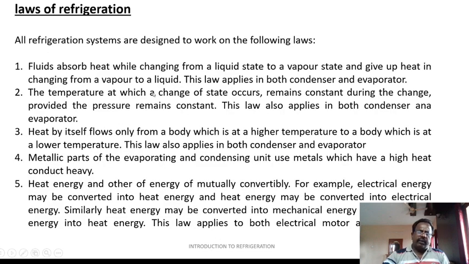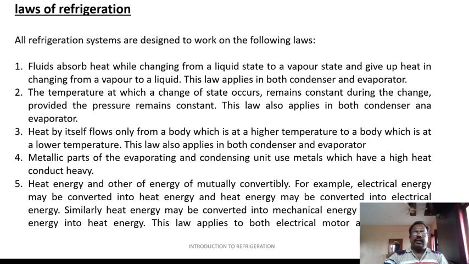See, anything which is governed by some laws, that is, the refrigeration is bound by these laws. First one is fluids absorb heat while changing from a liquid state to vapor state and give up heat in changing from a vapor to a liquid state. This law applies in both the case, that is condenser and evaporator.